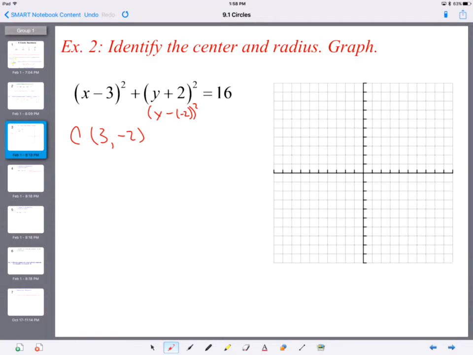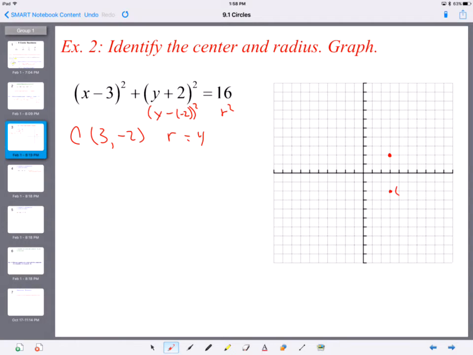And the 16 is r squared. So the radius is 4, not 16. So r is equal to 4. All right, so we have the center and the radius, so we're just going to plot the center at 3, negative 2. And the radius is 4, so we're just going to count 4 units. Since it's a circle, we're going to count 4 units in all directions.